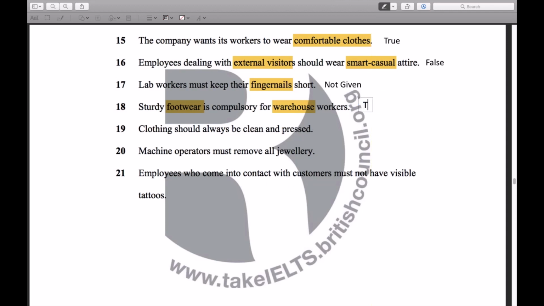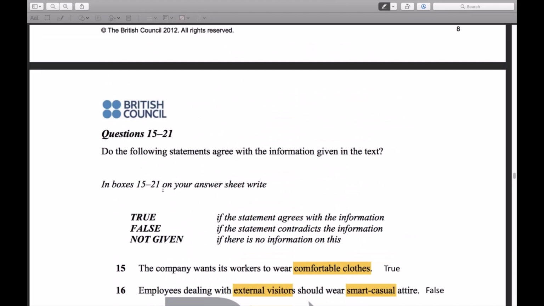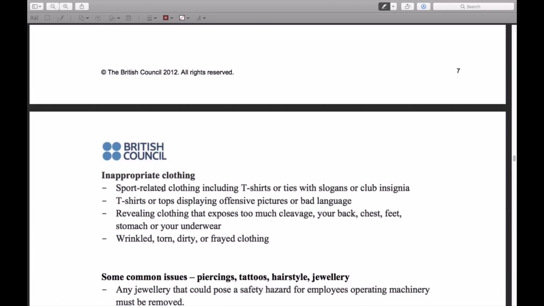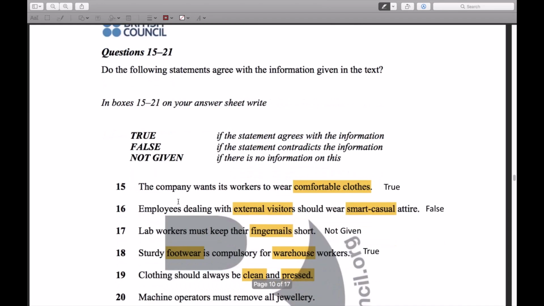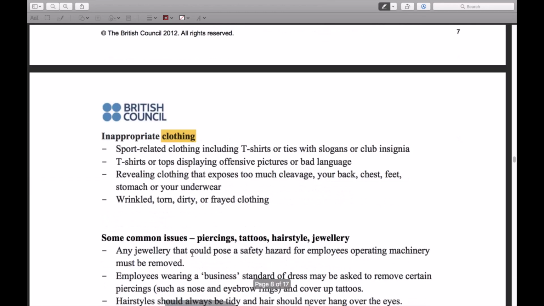True. Clothing should always be clean and pressed. So let's see something about clothing. Inappropriate clothing, of course. What's the question again? Clean and pressed. Should be or should not? Sports related clothing, including t-shirts or ties with slogans or club insignia. I have no idea what that means. So these are all the inappropriate clothing, these 4 types.